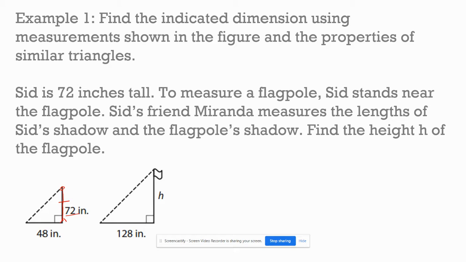To measure a flagpole, Sid stands near the flagpole. So now I would draw the flagpole. They're two separate things, right? Sid's friend Miranda measures the lengths of Sid's shadow and the flagpole's shadow. So the other thing that we're looking at is their shadow. Miranda is simply put in there as a distractor. She has nothing to do with the mathematics behind this question. Find the height h of the flagpole. Obviously, they didn't give us these numbers, but this is their shadow on the bottom here. If they had given us the shadows, then we would just simply draw them in.